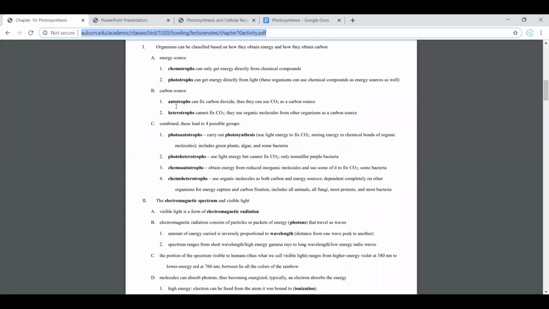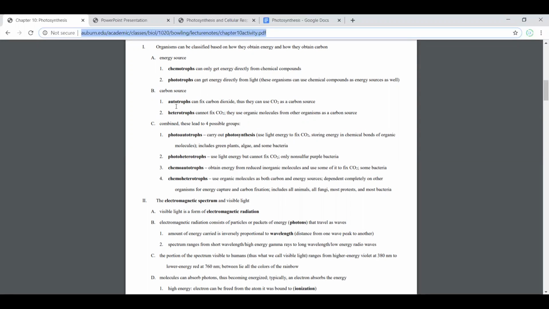So autotrophs can fix carbon dioxide. What this means is that they can take the atmospheric carbon and convert it into usable molecules. For example, this is what plants do. Plants take in carbon dioxide from the atmosphere and convert it into sugars. Heterotrophs, on the other hand, cannot fix CO2. So they have to eat other organisms to get that carbon.